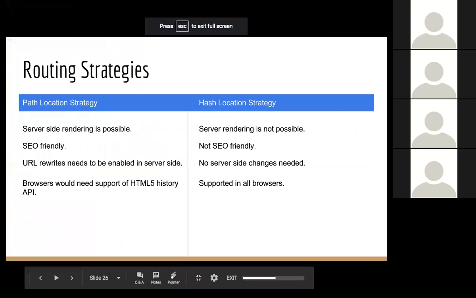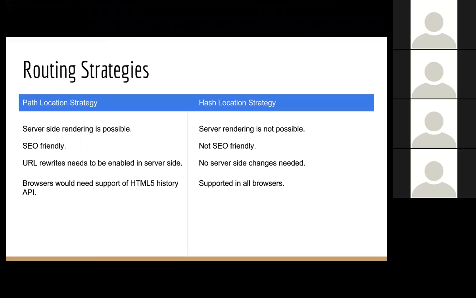With server-side rendering, SEO is possible, and with client-side rendering, SEO is not possible. I mean, it's not that it's not completely possible, but most of the search engines might not support it. So you need to take care of that. With path location strategy, URL rewrites need to be enabled on the server side, and with hash location strategy, no server-side changes are needed.